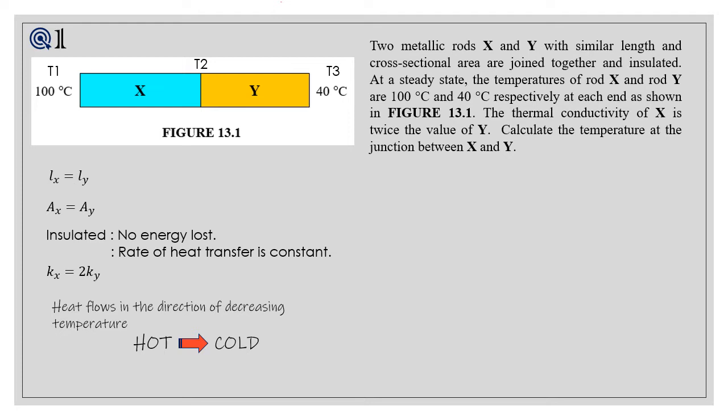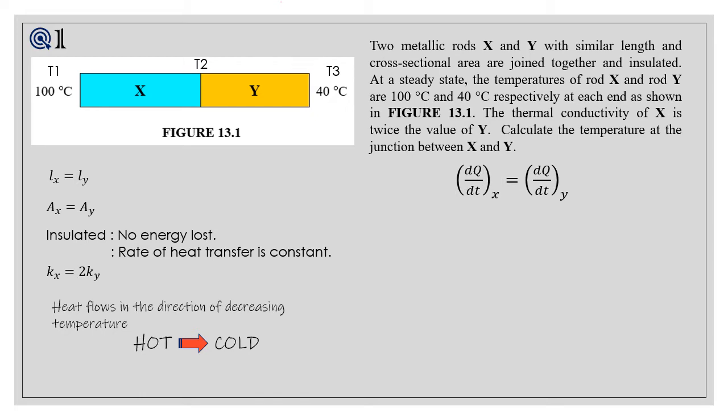As for our reference, we will put a note that T1 is at 100 degrees Celsius, T2 is the temperature at the junction, and T3 is at the 40 degrees Celsius end. I put it this way since heat conducts from hotter to colder area. It helps a lot actually, so that you won't get it mixed up when you are going to substitute these values in the equation later on.